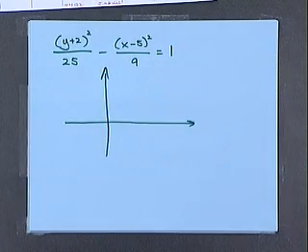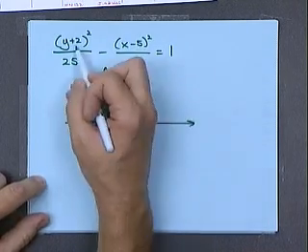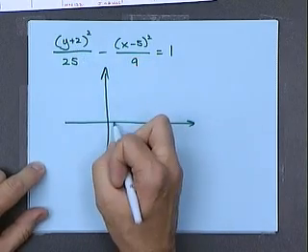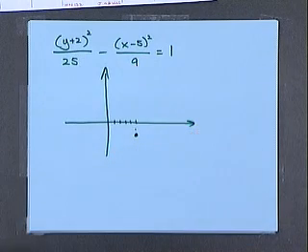So where is the center of this particular hyperbola? H is 5. K is negative 2. So the center is (5, -2). Everything kind of stems from there instead of stemming from the origin.